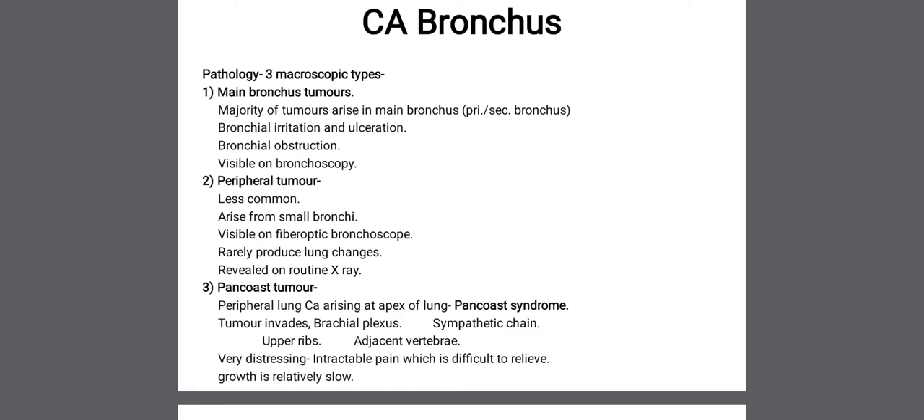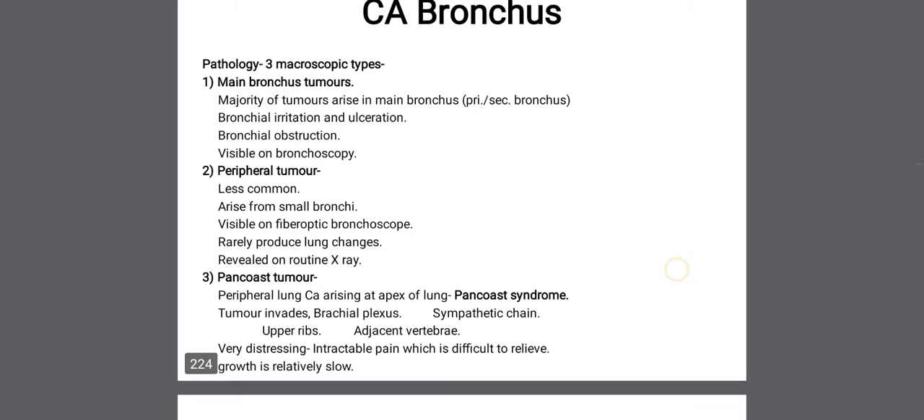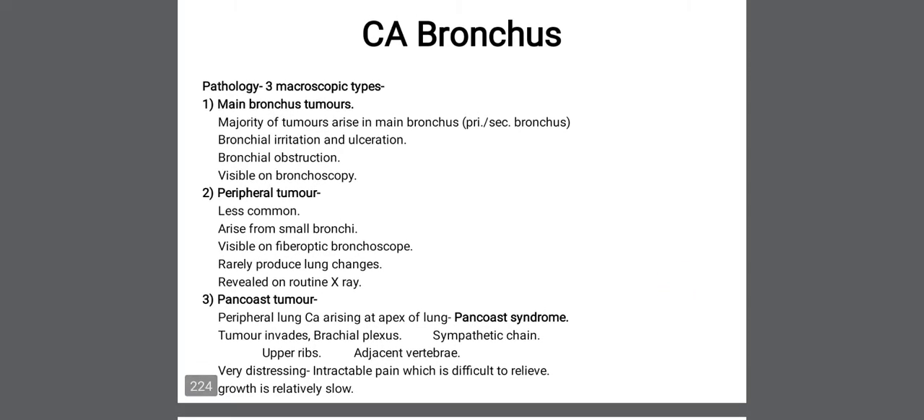Once again I will repeat: this peripheral tumor is less common. It arises from small bronchi. It is visible on fiber optic bronchoscope, and it rarely produces secondary lung changes, and these peripheral tumors may be revealed on routine X-ray, routine radiography.